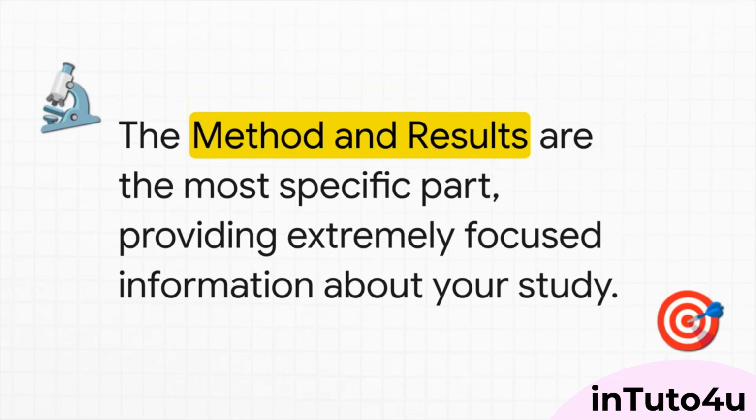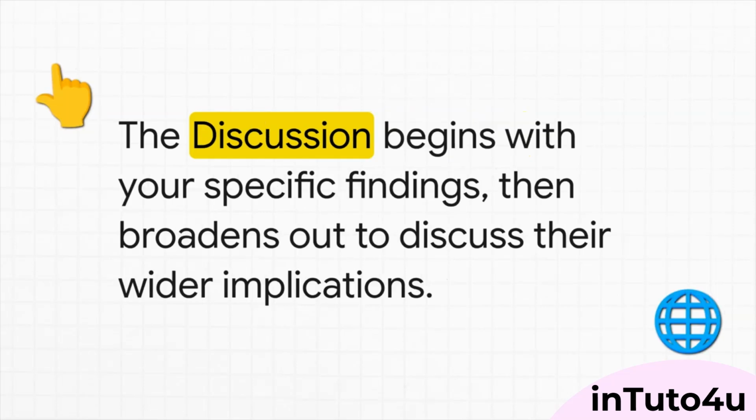Then we hit the narrowest part of the hourglass, the neck. This is your methods and results section. It's hyper-focused. This is where you say exactly what you did and exactly what you found. No interpretation, no fluff. It's the most specific, most precise part of the entire paper. And that brings us to the main event, the discussion. This is the bottom of the hourglass. Your job here is to take those super specific findings from the narrow neck and explain their broader meaning. How do they connect back to that big picture world you started with? You're opening the lens back up.